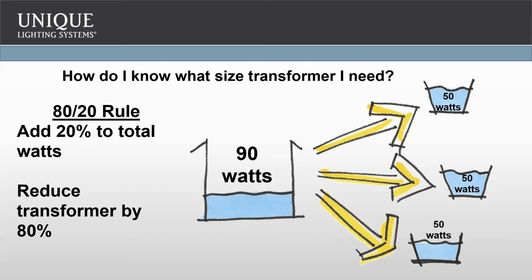So real simple, add 20% to your total watts, and reduce the transformer by 80%. That'll tell you what size transformer you generally need. And then, of course, as you roll through your project and use the software through Land Effects and start designing it, you can get more refined on what size transformer you need.